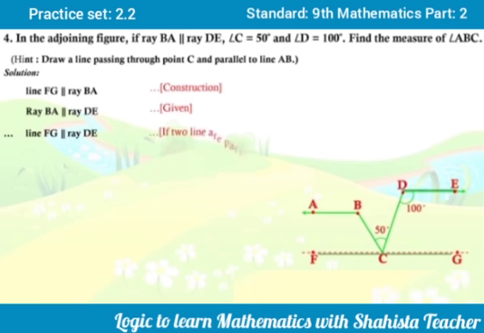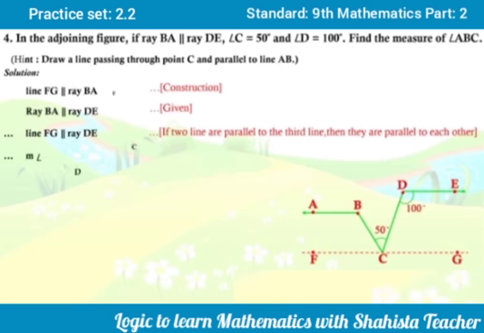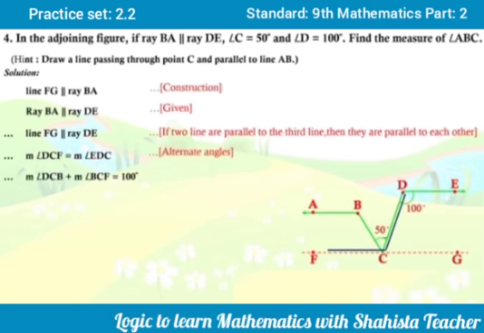So we will write the statement: if two lines are parallel to a third line, then they are parallel to each other. So they all are parallel to each other. See my dear students, these three lines are parallel to each other. There are two rays and one line. So measure of angle DCF is equal to measure of angle EDC. Angle DCF and angle EDC are alternate angles, so after adding these two we get 100 degrees.